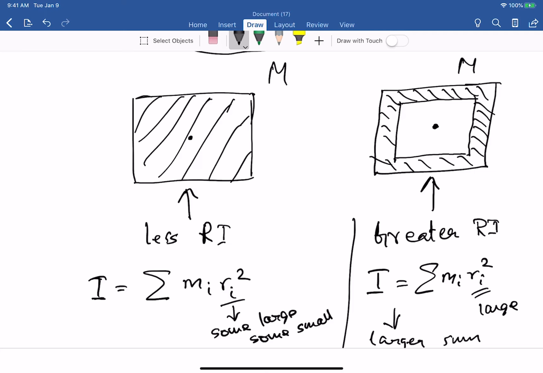So the point is that if you have more mass away from the axis of rotation, you have a greater rotational inertia. And the fourth point on this PowerPoint slide, slide 21, is what we've just been talking about, that a higher rotational inertia means a greater resistance to a change in its rotational state. Okay.